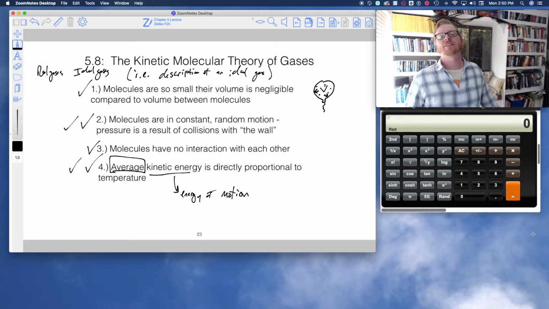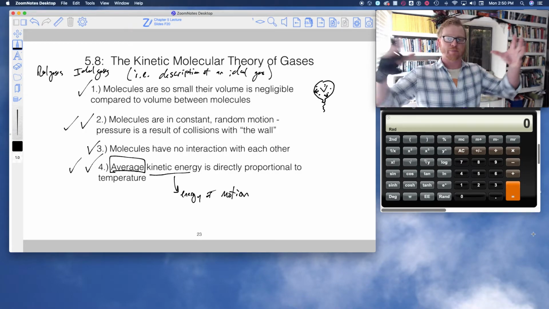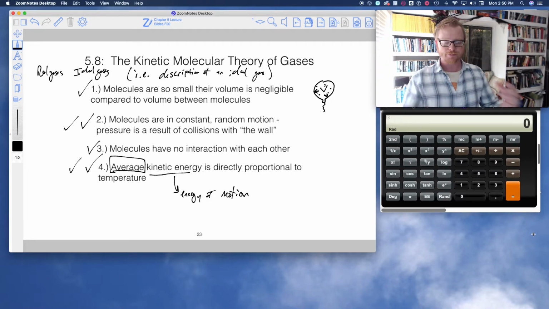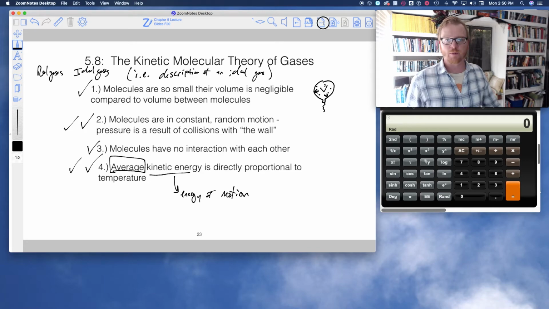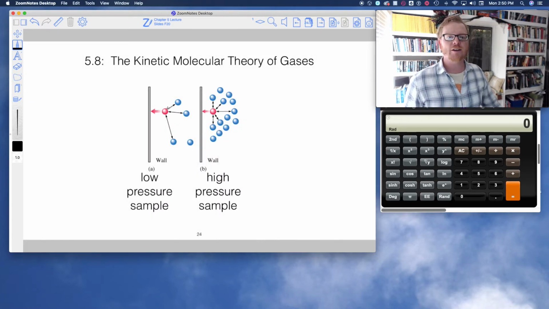This was what we saw as the case in Charles' law with volume and temperature, right? As those gases get hotter, they push the balloon out. As they get colder, they condense, okay? So let's get into this a little bit more, all right? So here's kind of the idea behind this pressure and collisions and so on.